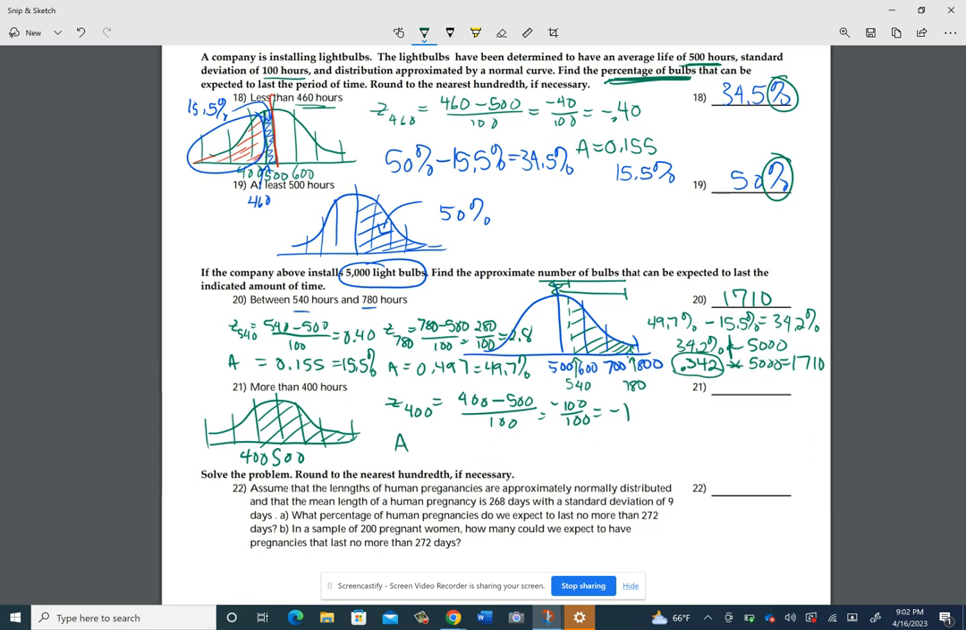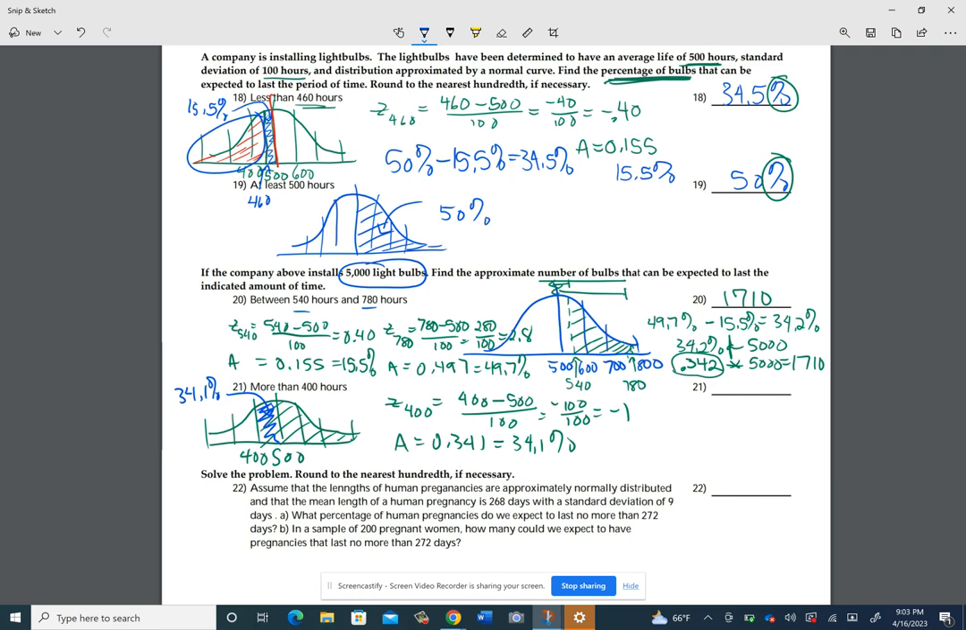The A that corresponds to that z-score turns out to be, I didn't write it down, but I think it's 0.341. Okay, which is the same as 34.1%. Now it represents, let me change it to blue, 34.1% represents just this piece, right? Just the part from the 400 value to the mean of 500. How many light bulbs, or the percentage of light bulbs that would be between those two.